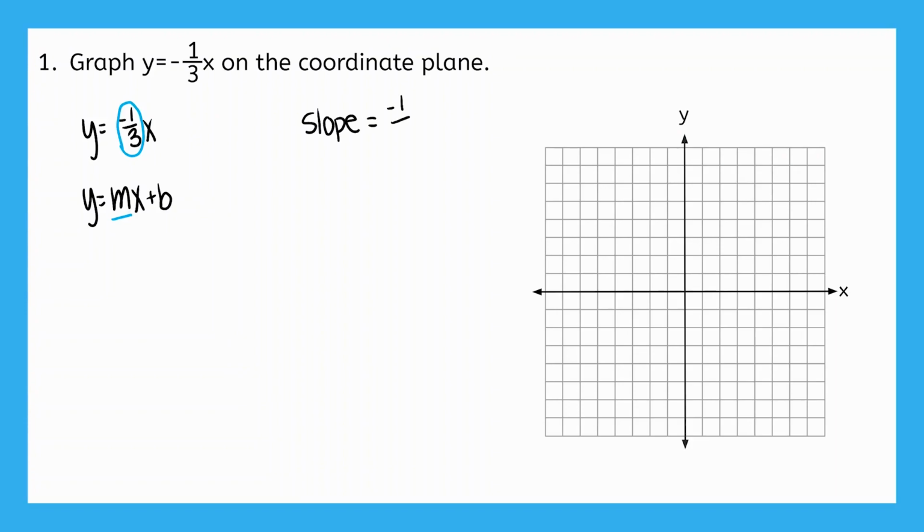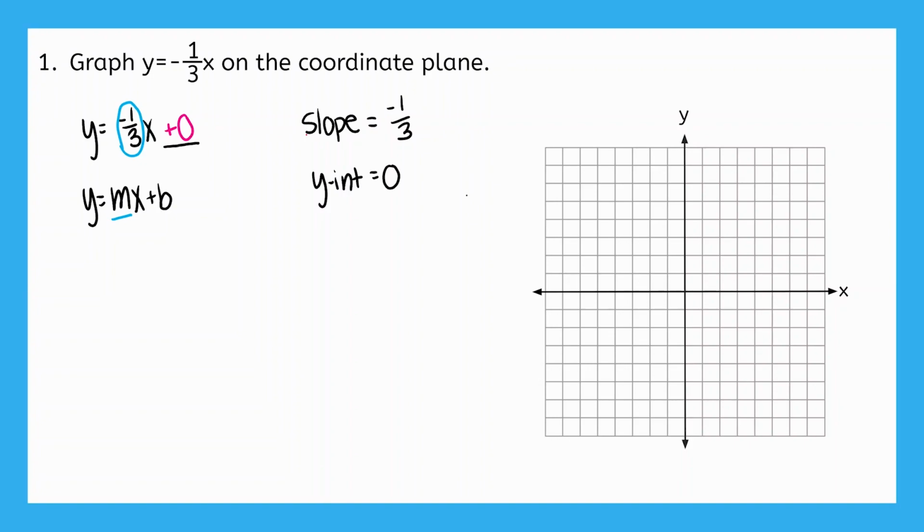But my equation doesn't really have a b. There's nothing here. Actually, that's okay. I know that I could add 0 here without actually changing the value of my equation. So my y-intercept, which I'm just going to abbreviate as y-int, is actually 0.